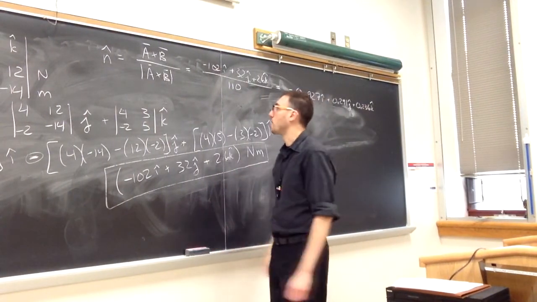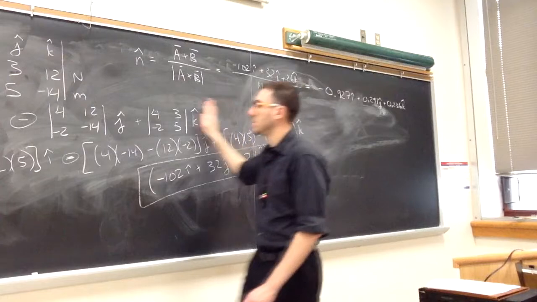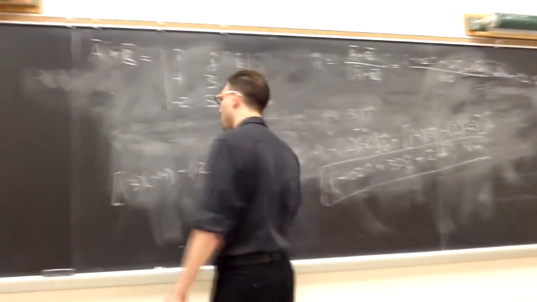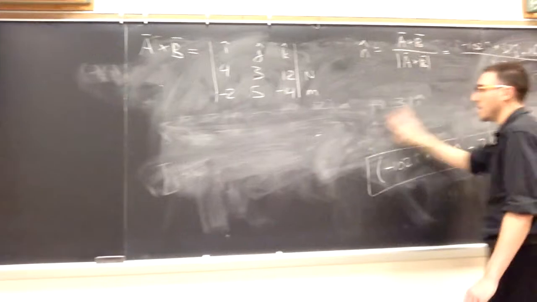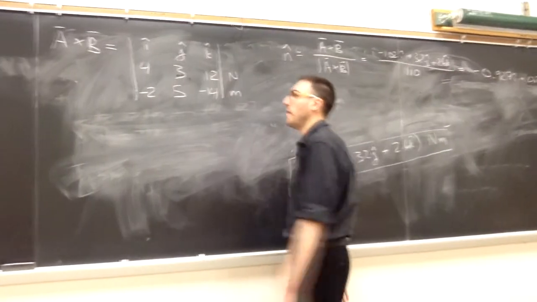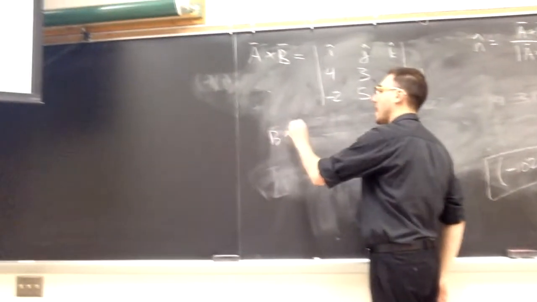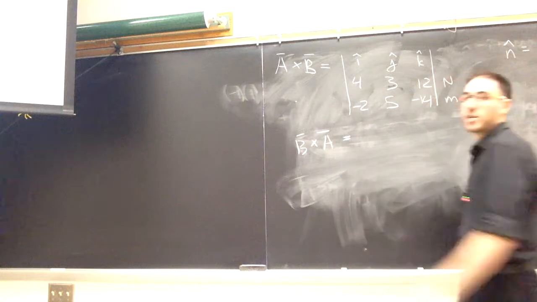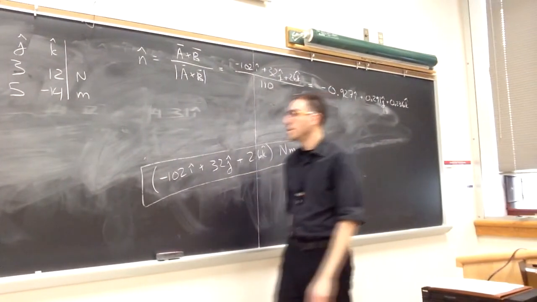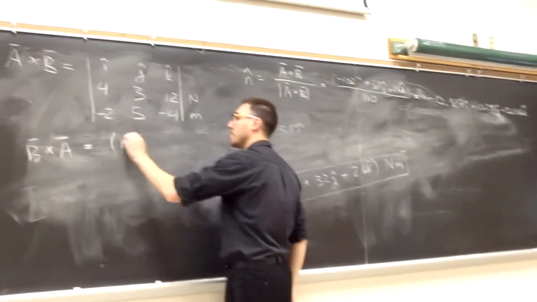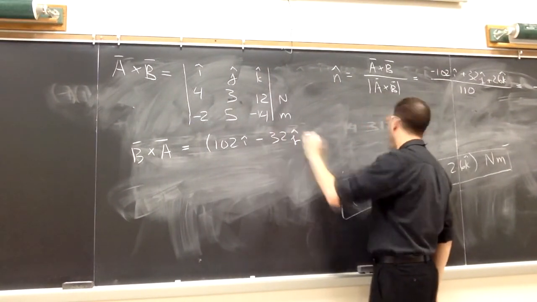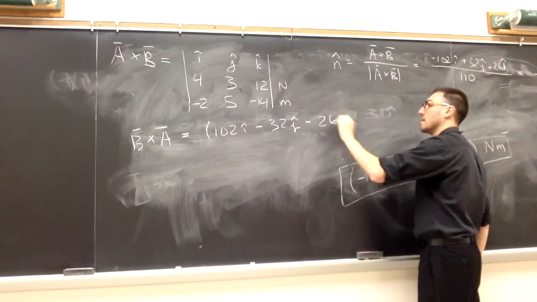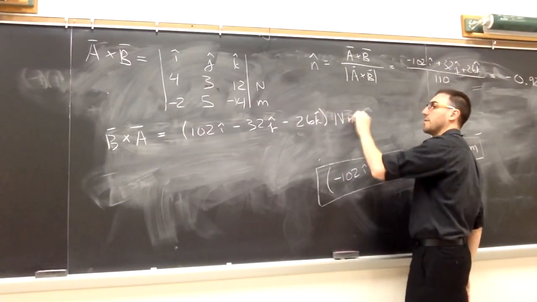We want to find B cross A. There's the hard way to do it, which would be doing the same process we just did in part 1 again. But what is a faster way to find B cross A? Right, it's just the negative of A cross B. We in part 1 found that, so we just have to take its negative. So 102i minus 32j minus 26k newton meters.